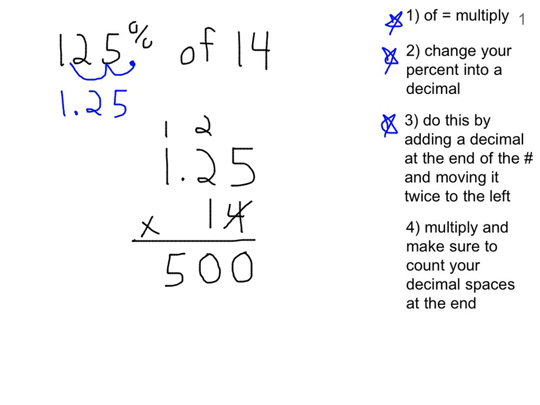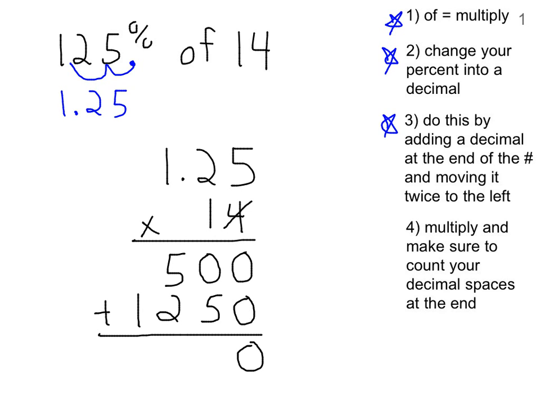Now I'm done with my 4. I'm going to get rid of my carryover numbers. Now let's add our placeholder. 1 times 5 is 5, 1 times 2 is 2, and of course 1 times 1 is 1. Let's add that up. 0 plus 0 is 0, 5 plus 0 is 5, 5 plus 2 is 7, and 1 plus nothing is 1.